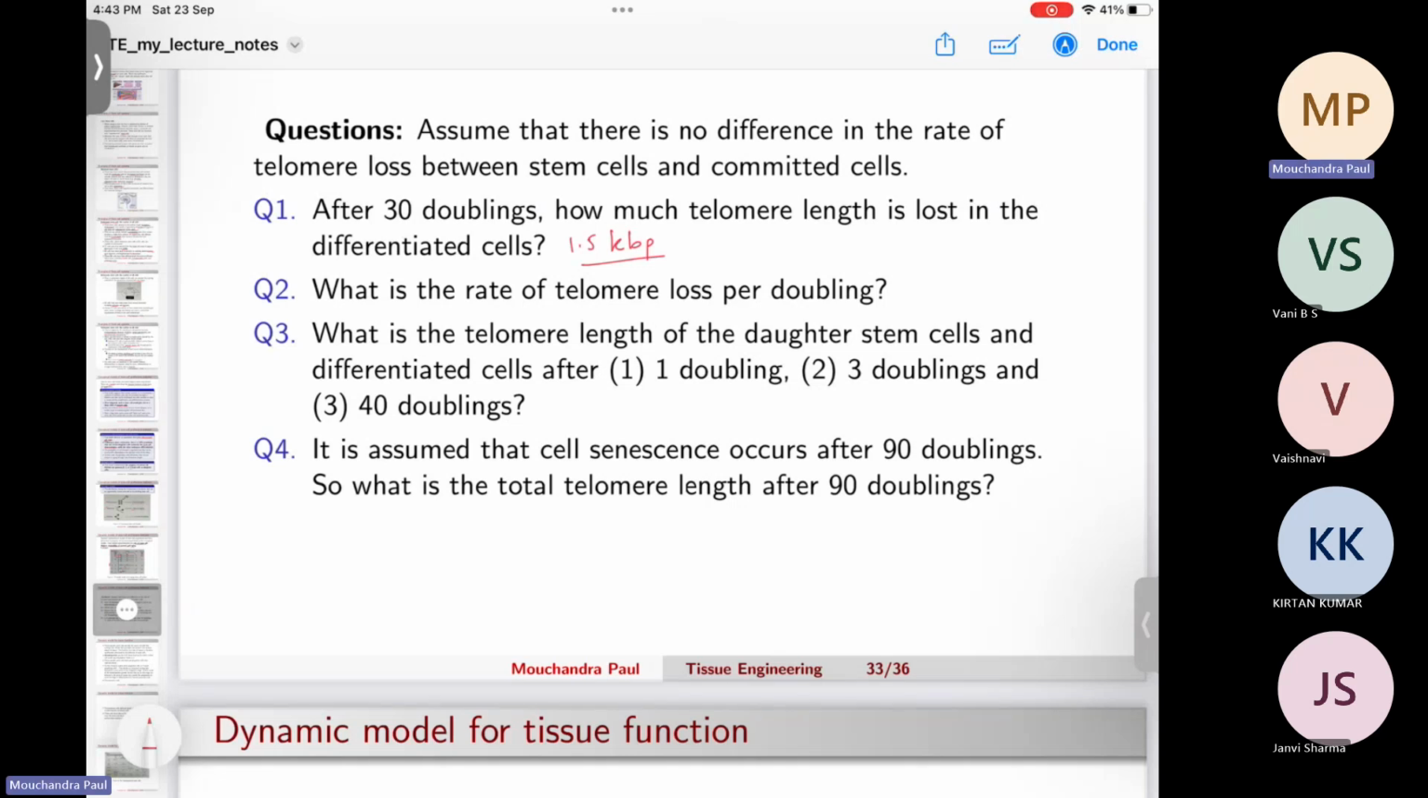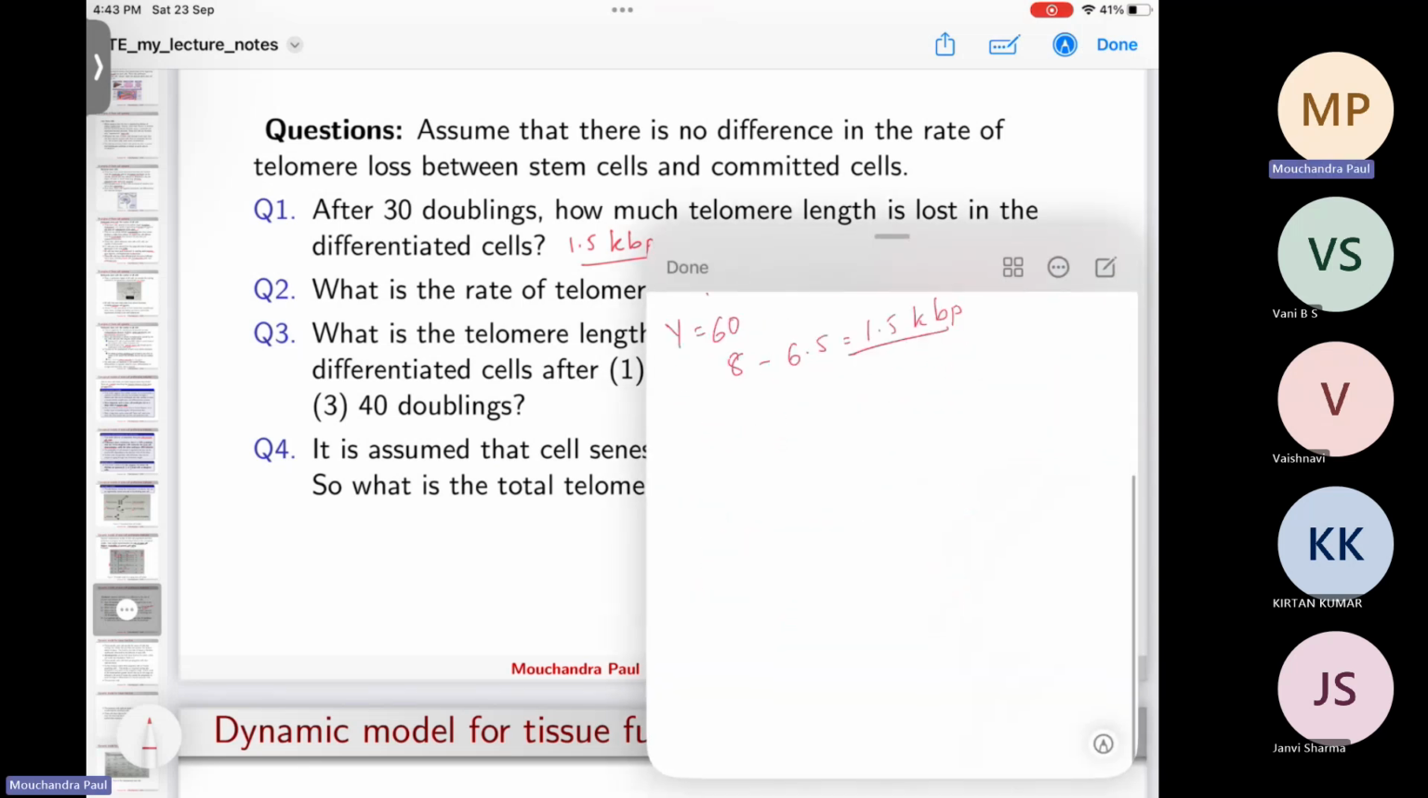Okay. The next question, what is the rate of telomere loss per doubling? So you have to basically find out the kbp lost per doubling. You have to find that kbp value, this question mark. Okay, so how will you do it? Again, you will use the data. Oh, sorry.